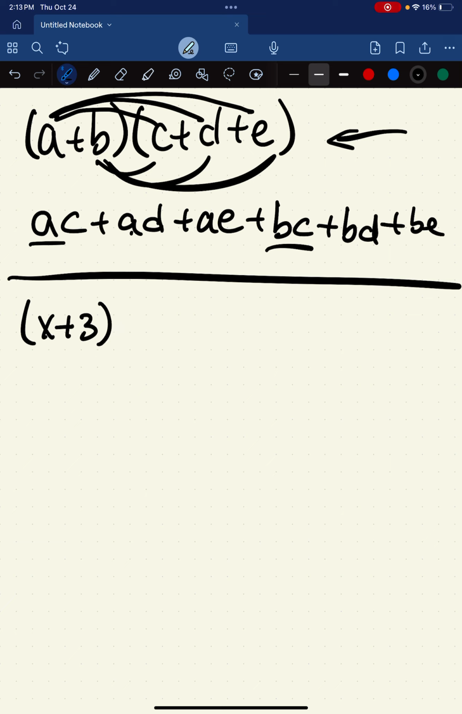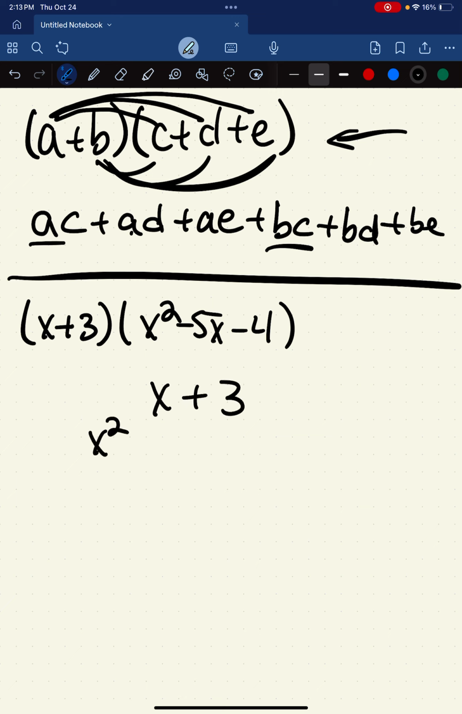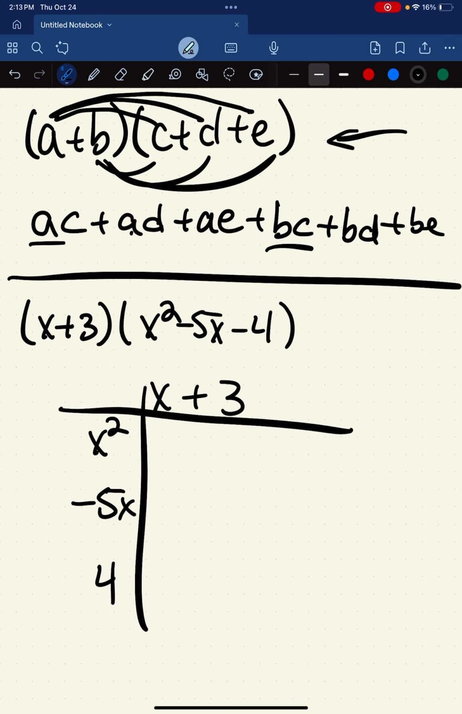So let's actually put some examples here. x plus 3 times x squared minus 5x minus 4. Okay, let's start with the box. x plus 3. Note, it doesn't matter which one's on top and which one's on the side, because it's going to come out the same either way.